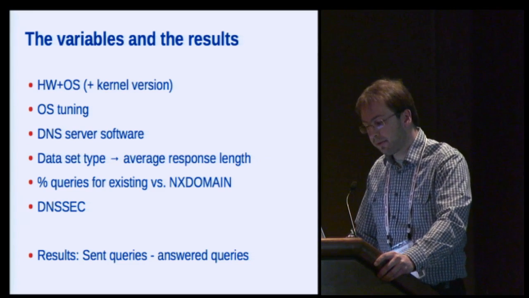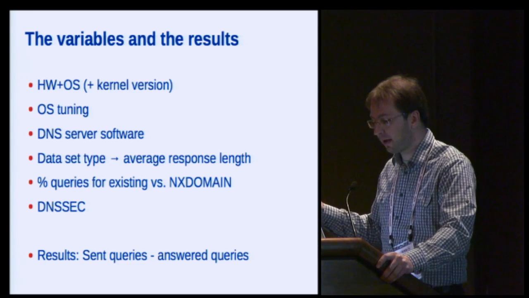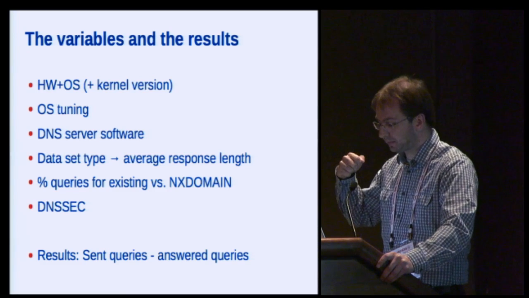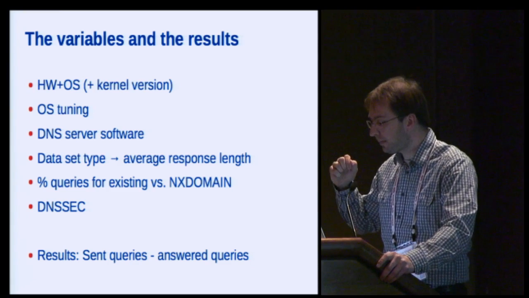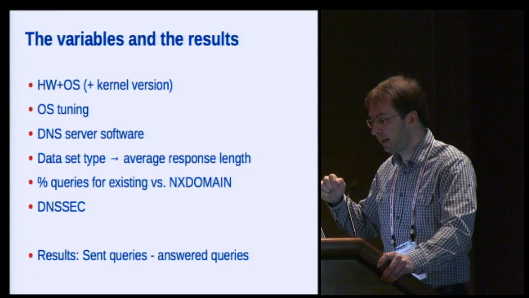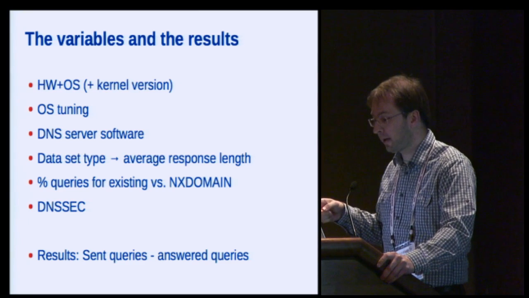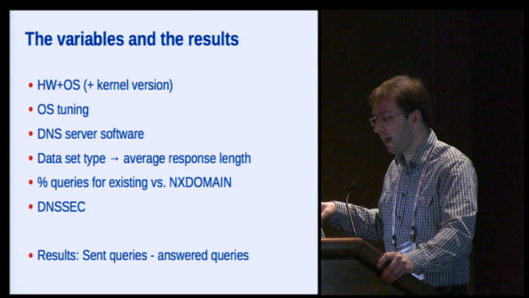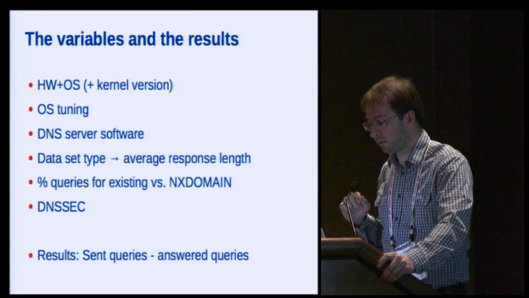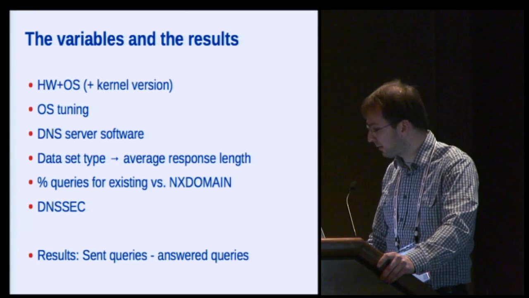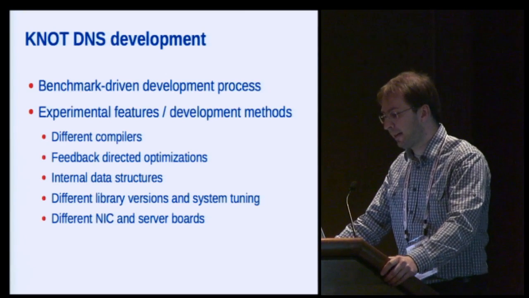Regarding results, what we usually get is a vector or series of numbers that represents the number of answers that we got for a particular measurement at a defined speed. We usually start at 100,000 queries per second, then 200,000 queries per second, etc., up to 1 million, and we have a percentage of answers we got from the server, so we can plot it and see what we have.